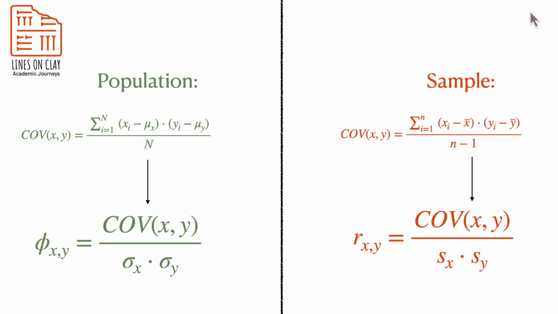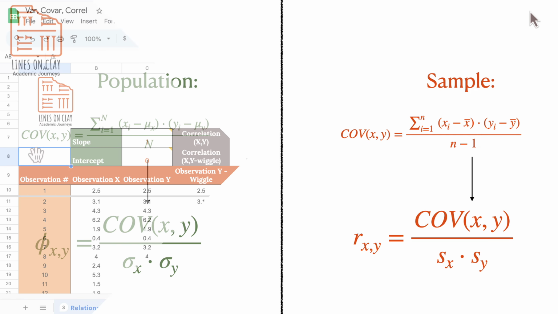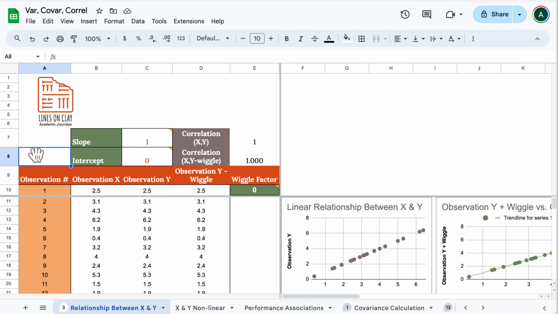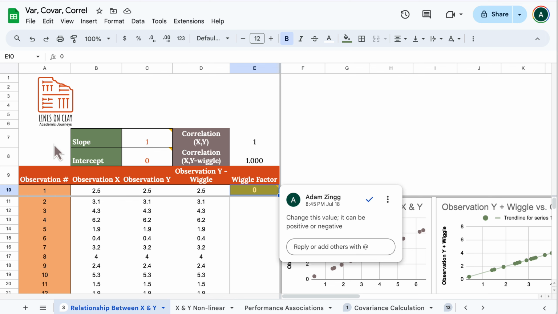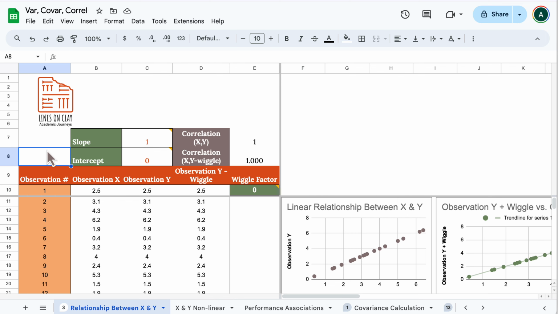Let's jump into some data and we'll take a look, get the answers together. Lines on Clay users, please come in and experiment, play around with some of these values, in particular this value here and this value down here, to get a sense for how correlation works a little better. You can just make a copy of the file that we've linked to you in the course.